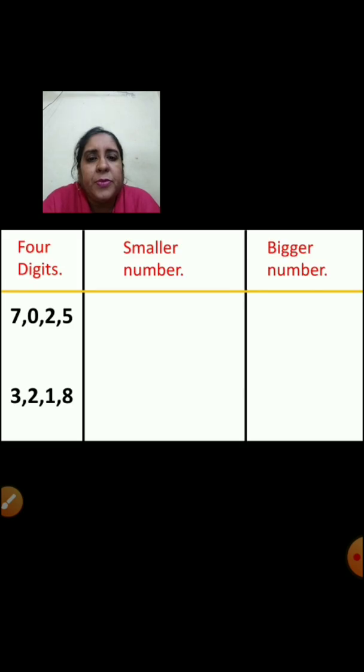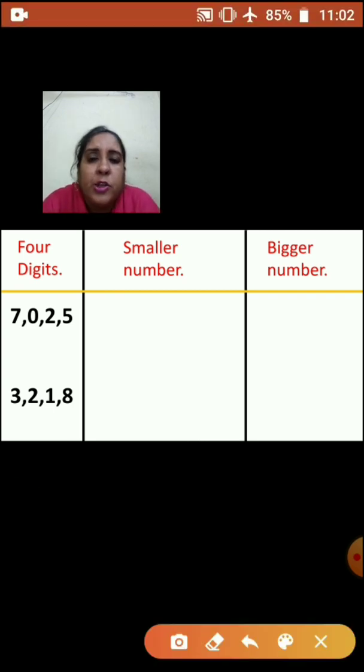Okay. Now let us make a smaller number and a bigger number. You can take any number from 0 to 9. Right. I had taken here 7,025. And out of this number, now I have to make the smaller number. How will I make it? Now if I ask you, children, which is the smaller number out of these 4? You will say, teacher, 0. But can we write 0 in the thousands place? No. Why? Because it will not be a 4-digit number. If I write 0, it will become a 3-digit number.